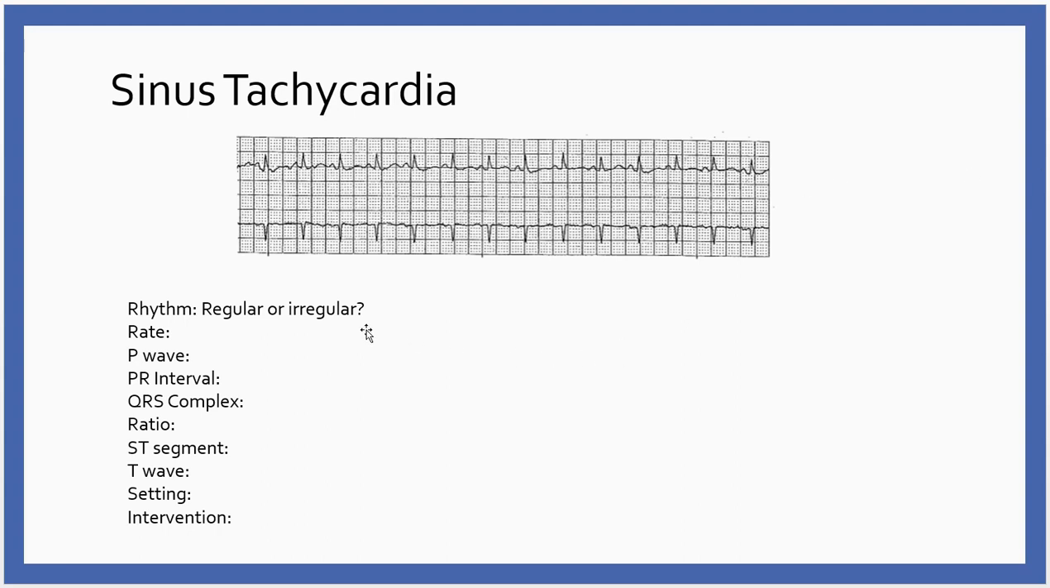Now we're going to calculate rate. So I have, here's a mark, here's a mark, here's a mark. So from here to here is 6 seconds. So I'm not going to count this complex. I'm going to count this one as my first one, okay, because this is the line. All right, so 1, 2, 3, 4, 5, 6, 7, 8, 9, 10, 11. So my heart rate is approximately 110. So I have a tachycardic rate.